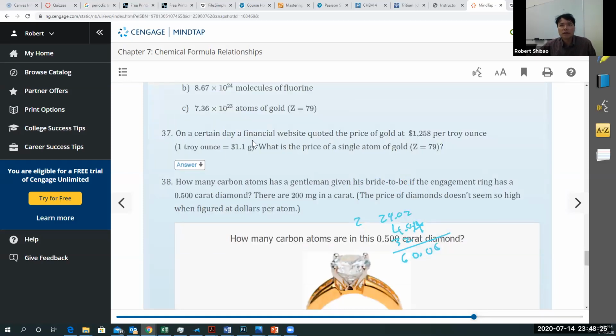On a certain day, a financial website quoted a price of gold at $1,528 per troy ounce. 1 troy ounce is 31.1 grams. What is the price of a single atom of gold? And so let me just do something really quick in a moment.